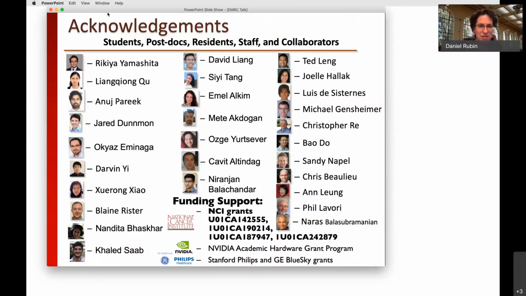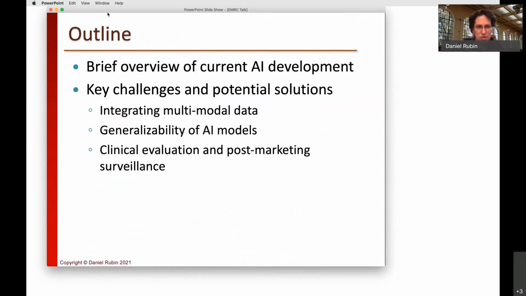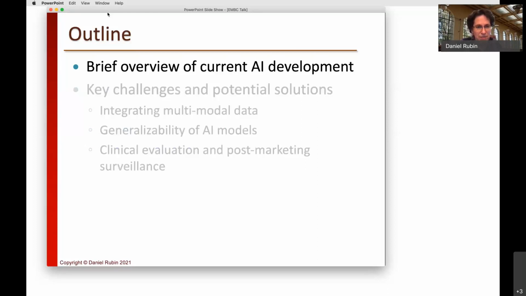Okay. Listing here my students, postdocs, and collaborators, and funding from NIH and from some company support. I have no personal financial conflicts related to what I'll be talking about in this talk. So what I'll be reviewing is first an overview of some exciting things going on in AI, but then I'm going to spend most of the time talking about some of the key challenges that could mute some of that excitement. I'll be talking about these three key challenges: integrating multimodal data, not just doing AI based on images alone; making AI models more generalizable, probably one of the most important weaknesses currently; and the need for clinical evaluation and post-marketing surveillance once an AI product is out there.